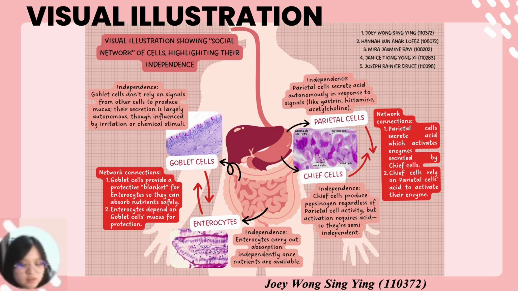The fourth digestive cell is chief cells. Chief cells produce pepsinogen, the inactive form of the digestive enzyme. They do this independently, but here's the twist. Pepsinogen needs acid from parietal cells to activate into pepsin, so chief cells are semi-independent. And from here, we can conclude that parietal cells and chief cells have a close connection since chief cells rely on parietal cell acid to activate their enzyme.